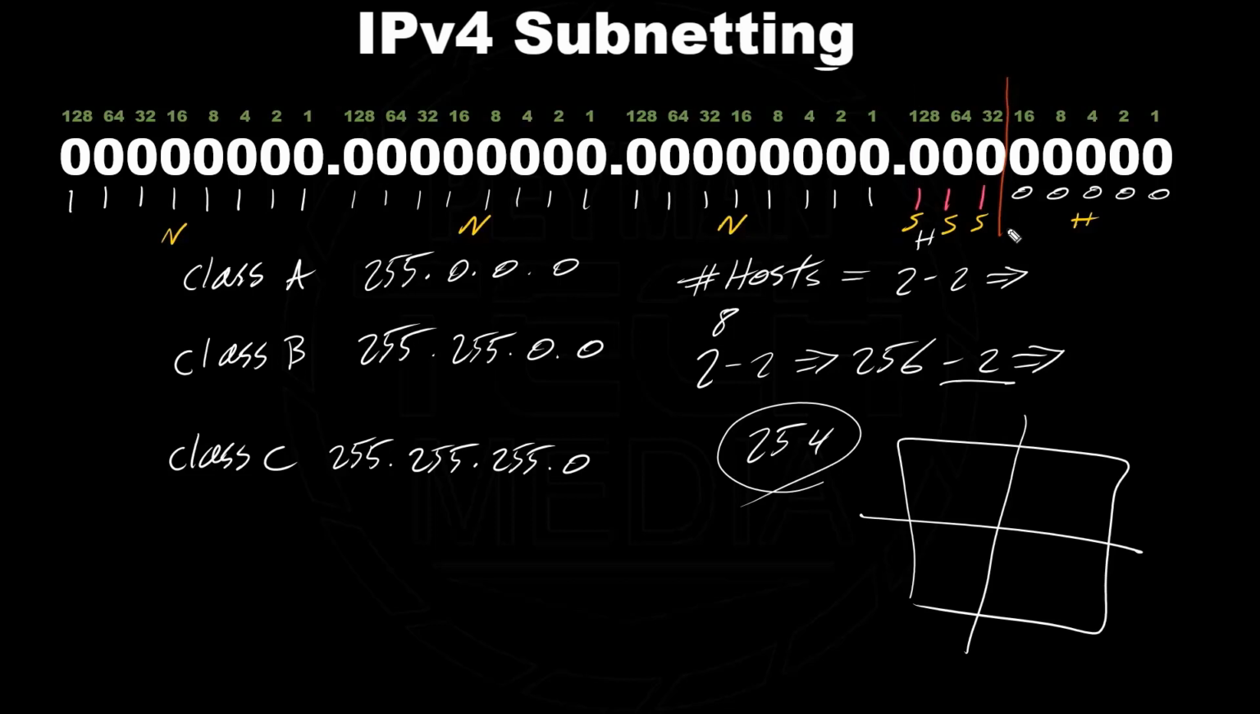So what would be the CIDR notation? We have to count the number of ones. 1, 2, 3, 4, 5, 6, 7, 8, 9, 10, 11, 12, 13, 14, 15, 16, and up to here, 24, 25, 26, 27. So that will be our CIDR notation, /27. Classless interdomain routing, known as our CIDR notation.